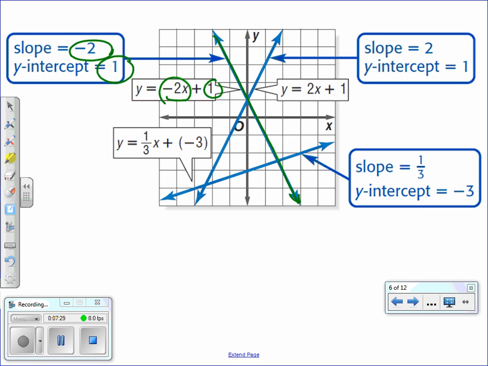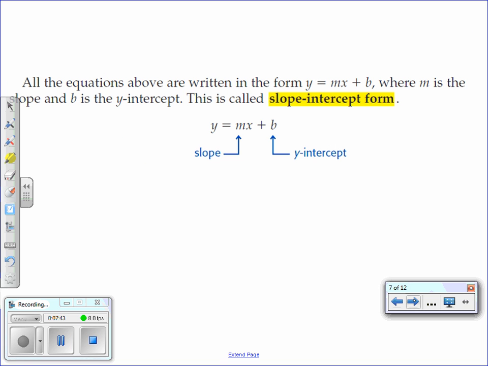Here's the other one we graphed. The slope was 1/3. The y-intercept was negative 3. And the first one we graphed, the slope was 2, up 2, and the y-intercept was 1. So what do we know? We know that all equations that are written in this form, y equals mx plus b, we will be able to find the slope and the y-intercept.